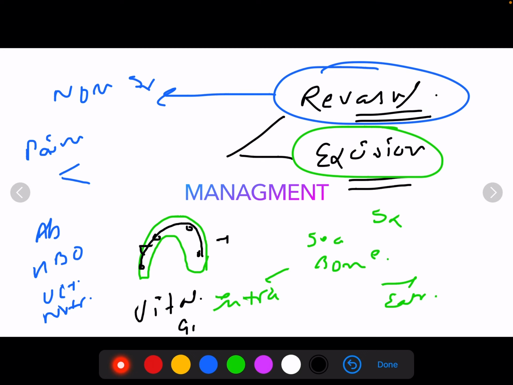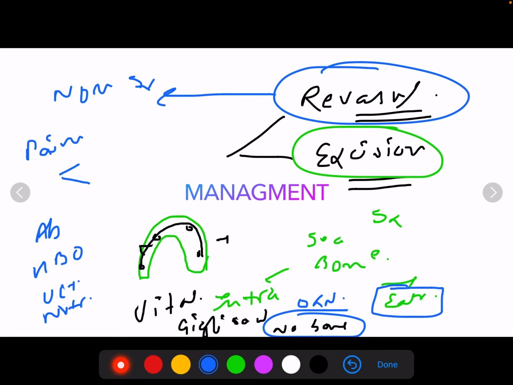Using the Gigli saw, after that we do osteotomy of the site and make sure no bony spicules are left. Because if bony spicules are left, these bony spicules can be an etiological factor to again cause the ORN. Now for the extraoral approach, a submandibular incision is given, and if the ORN case is extensive, we can perform mandibulectomy with disarticulation.